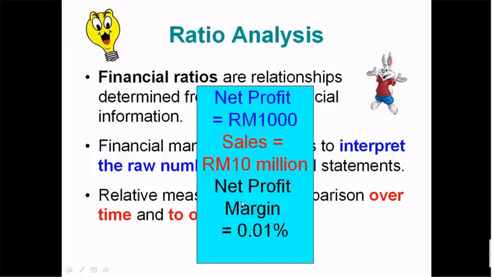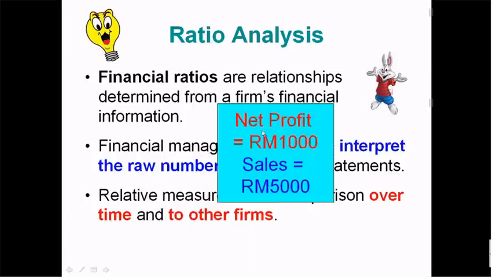So now we have a clearer picture of the profitability of the firm. Before this, you do not know by just looking at this 1,000 ringgit. So if we look at another firm, let's say firm B is also earning 1,000 ringgit net profit, but we know that the sales for firm B is actually 5,000 ringgit. So if we calculate the net profit margin, we use this 1,000 ringgit divided by 5,000 ringgit. We find that their net profit margin is 20%.